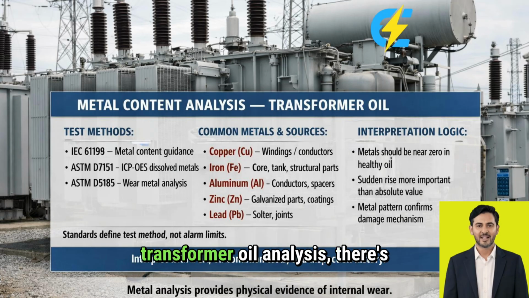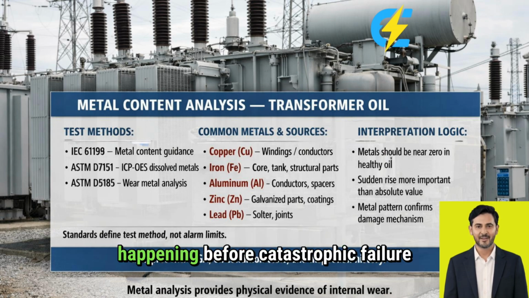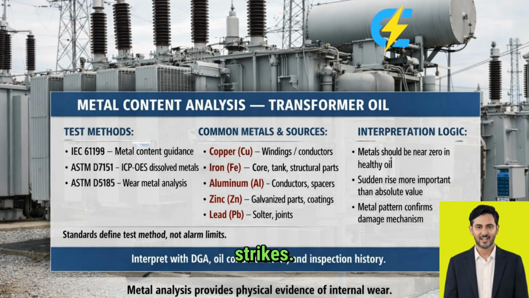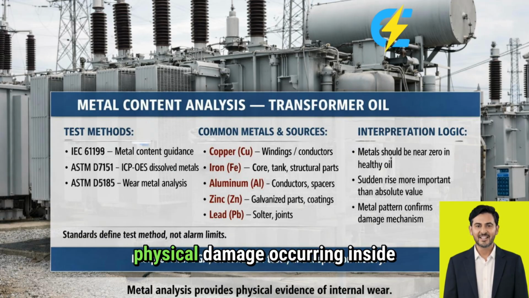When we talk about transformer oil analysis, there's one critical test that many engineers overlook until it is too late: metal content analysis. This isn't just another routine check. It's your transformer's way of telling you exactly where internal damage is happening before catastrophic failure strikes. Think about it this way: when metals start appearing in oil, the transformer is telling you where it is hurting.